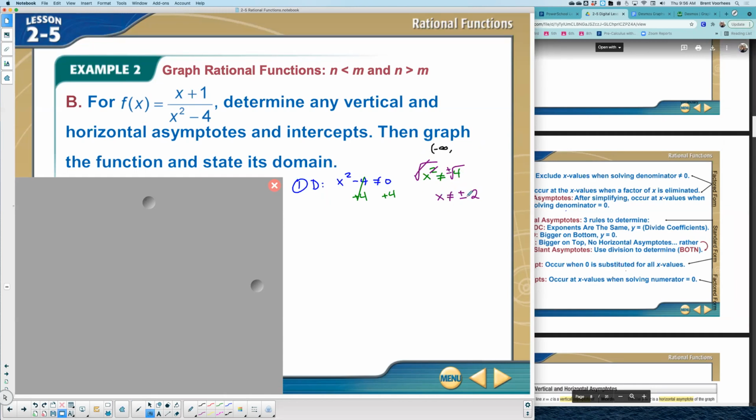It would go from -infinity to -2 with a union. Then it would go from -2 to 2, union 2 to infinity. That's how the domain would look in interval notation. So it means all reals except for 2 and -2. So if we have breaks in the domain, what does that mean about step 2? There's either a hole or a vertical asymptote.